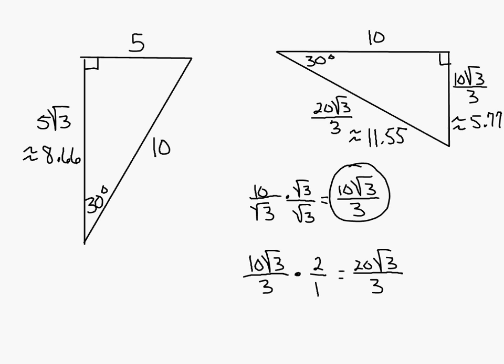All right, so the first example we did, you were given the short side. Second example we did, you were given the long side. What's left? Given the hypotenuse. So right triangle, 30, 60, 90 right triangle, and you're given the hypotenuse.